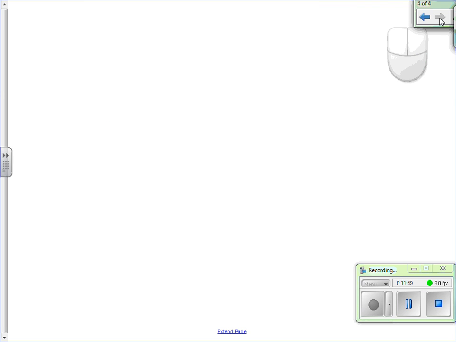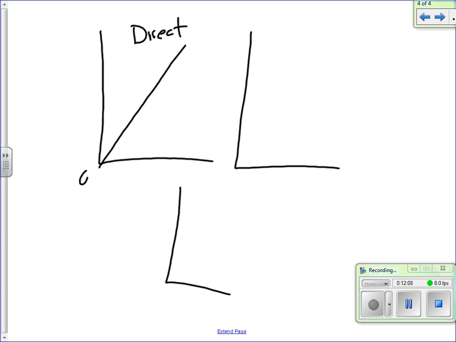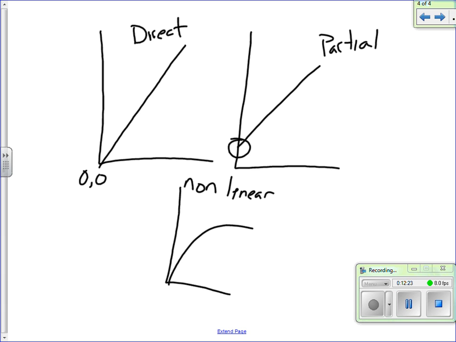We looked at direct linear relations. The last thing I want to talk about is a nonlinear relation. So if we were to look at both, in fact, let's compare all three. Here is a direct linear relation, right? We already talked about it going through 0, 0. Here is a partial linear relation. It's linear, but it's not going through 0, 0. And a non-linear relation would obviously not make a straight line. So that's the first chapter of this podcast.